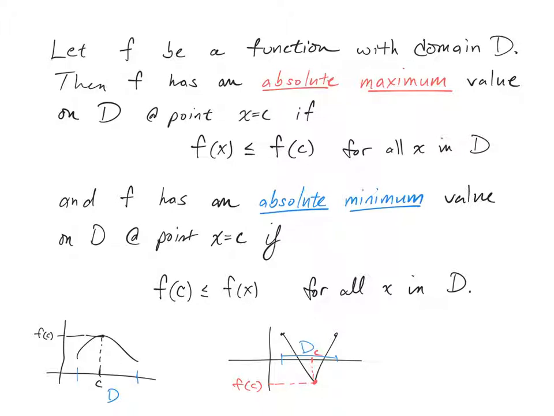And one other thing that you may come across is that you can use another word instead of absolute. You can say absolute maximum or minimum, or you can say global max or min, meaning it covers the entirety of the domain. So either of these words can be used and will most likely be used interchangeably.